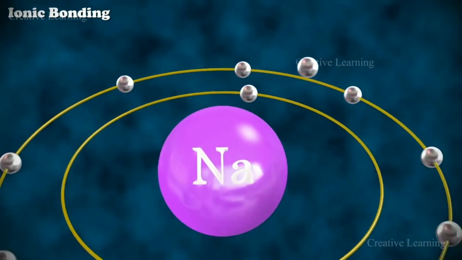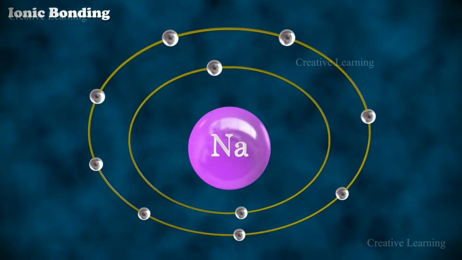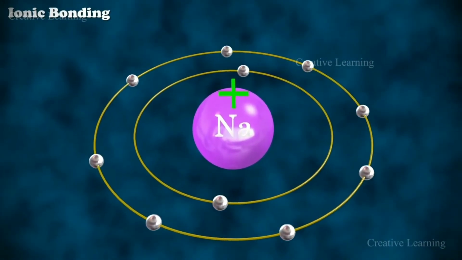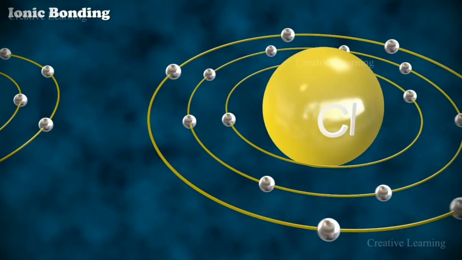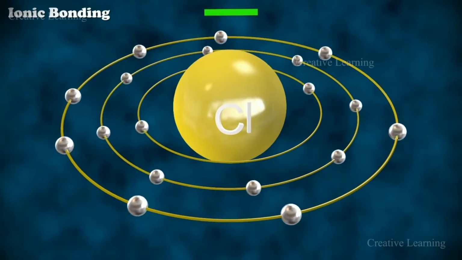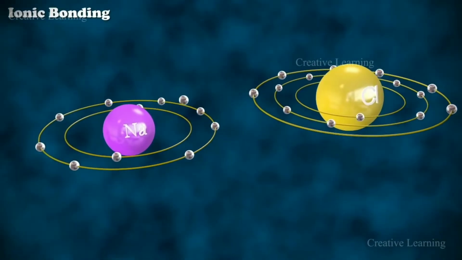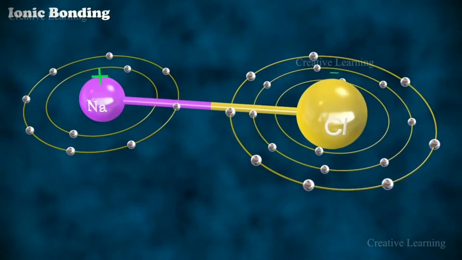Thus, the sodium atom donates its valence electron to achieve stable octet configuration. This creates a positively charged cation due to the loss of electron. The chlorine atom receives one electron to achieve its stable octet configuration. This creates a negatively charged anion due to the addition of one electron. The sodium ions and chloride ions are held together by the strong electrostatic attractions between the positive and negative charges.